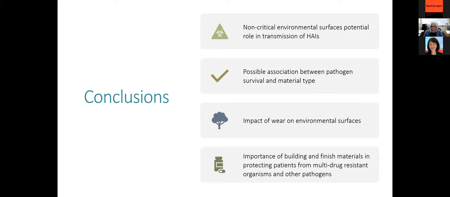And then there's just an importance of building and finished materials in protecting patients from multi-drug resistant organisms and other pathogens. So again, we were looking at MRSA in this study, but VRE is very prolific in hospital environments. C. diff is prolific. There's a whole host of other viruses and pathogens that fit that bill. And of course, now we know that a lot of these same viruses and pathogens are community acquired, and our whole country is being confronted with that right now.